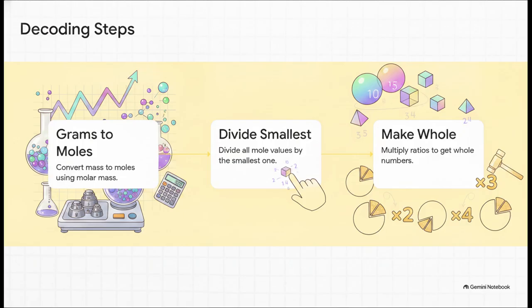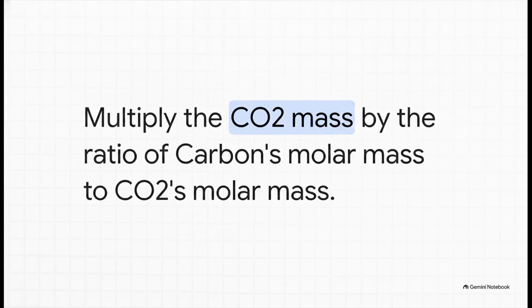Step 1. Convert our mass in grams into moles. Because moles act as our universal chemical translator, letting us compare different atoms fairly. Step 2. Divide all those mole values by the smallest one to find a simple ratio. And finally, Step 3. If we end up with any messy fractions, we multiply till whole. Let's look a little closer at Step 1.